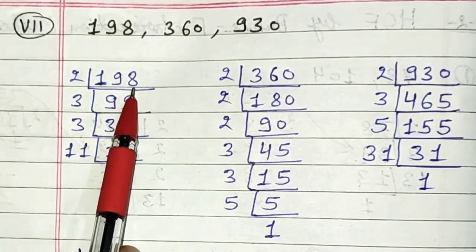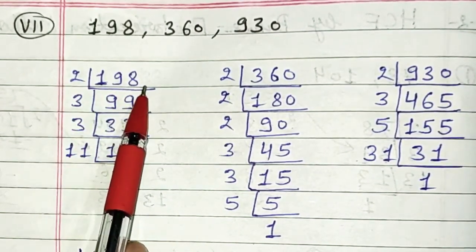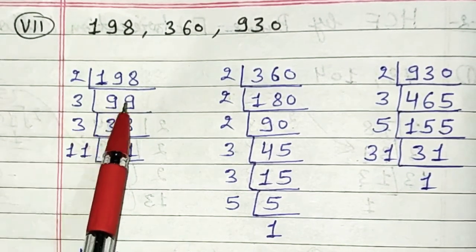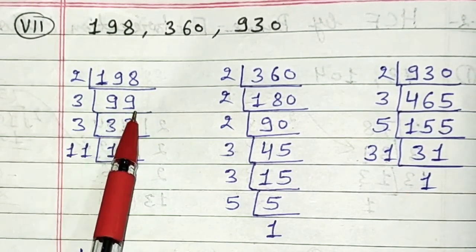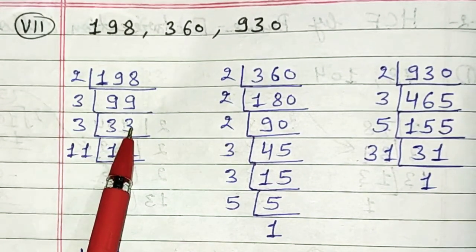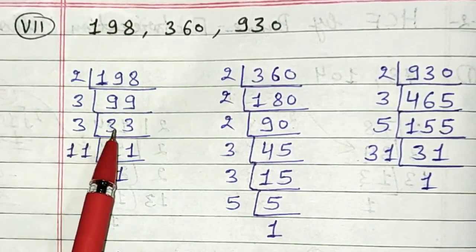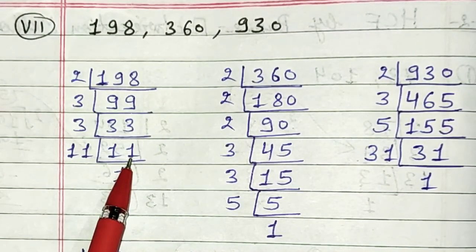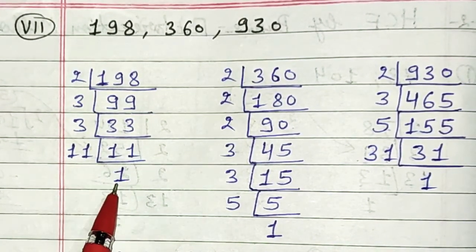So 198, 8 is an even number, so the whole number can be divided by 2. When you will divide this 198 by 2, you will get 99 in the quotient. Okay. Now 99, as you can see, it can be divided by 3. When you will divide 99 by 3, you will get 33 in the quotient. Now 33 can also be divided by 3. When you will divide 33 by 3, you will get 11 in the quotient, and 11 is a prime number. So that's why it can only be divided by 11. So 11 one time will be 11. Okay. So 1 will come here at last.